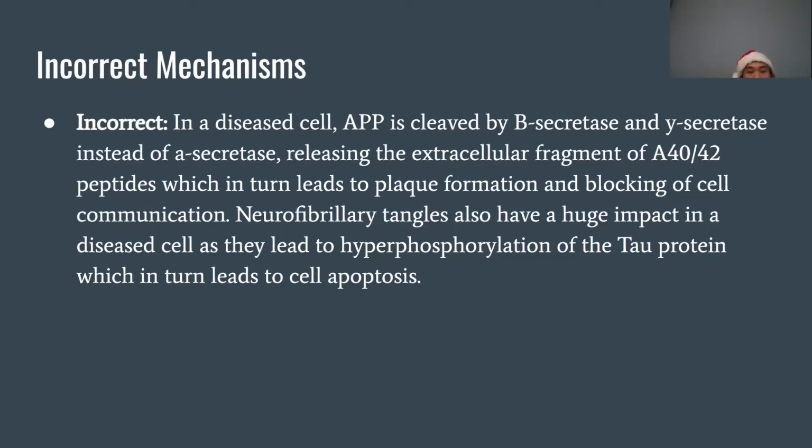And the incorrect mechanism, the incorrect way, so in diseased cells, APP is cleaved by beta secretase and gamma secretase instead of the alpha secretase, and this releases an extracellular fragment of A40 and A42 peptides, and these lead to plaque formation and eventually block cell communication and cause the cell to die. As well as plaque, there are neurofibrillary tangles, which are caused by the hyperphosphorylation of the tau protein, and if there are too many neurofibrillary tangles, they lead to cell apoptosis.